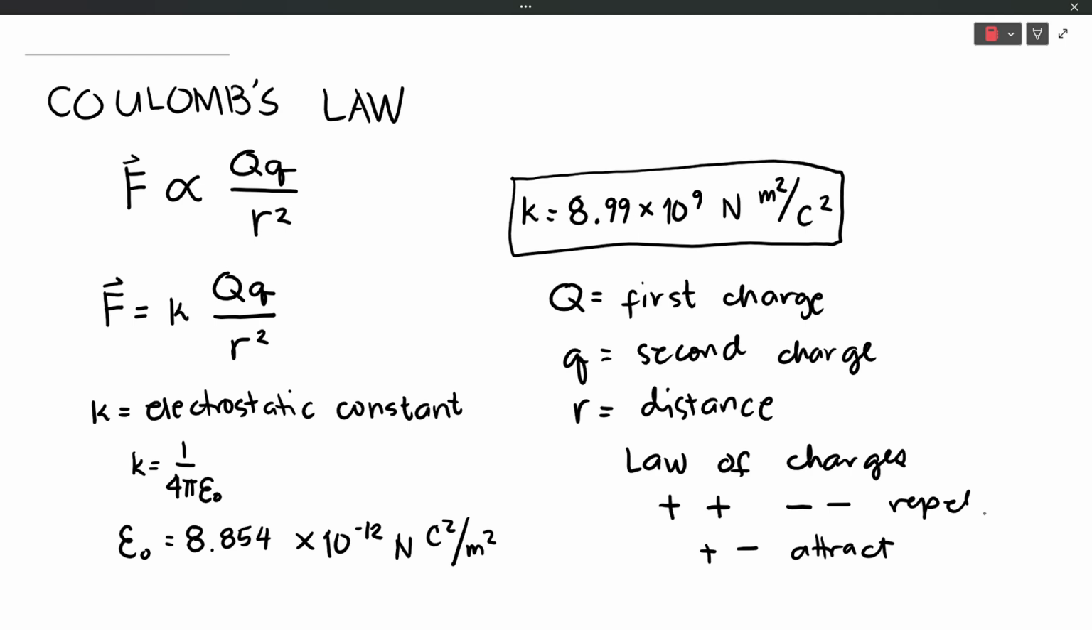Now, if we're going to look at the equation, F is equal to Q times Q over R squared. Now, let's say for example, we have two positive charges, positive and positive. A positive multiplied by a positive is a positive. Therefore, the force is repulsive because same charges repel. Now, if we have a negative and a negative multiplied by another negative, the result is positive. Therefore, the force is repulsive. Now, if we have a positive and a negative, multiply a positive by a negative, then we'll get a negative.